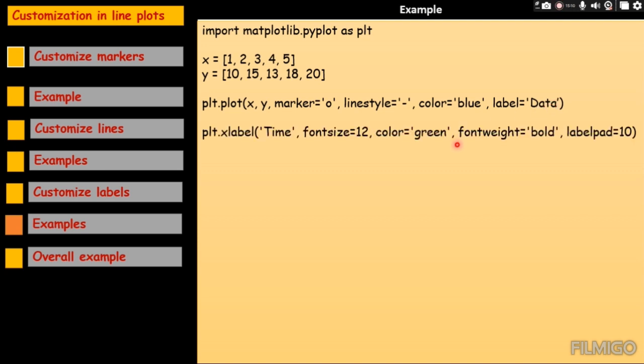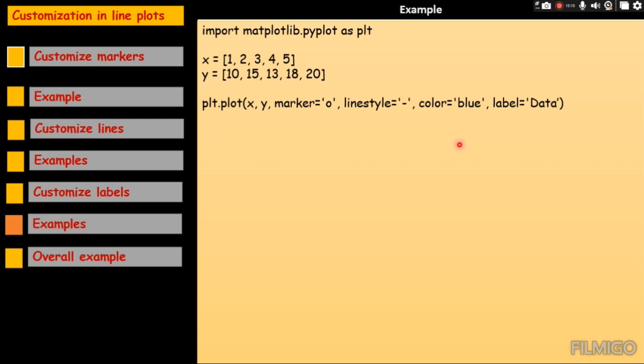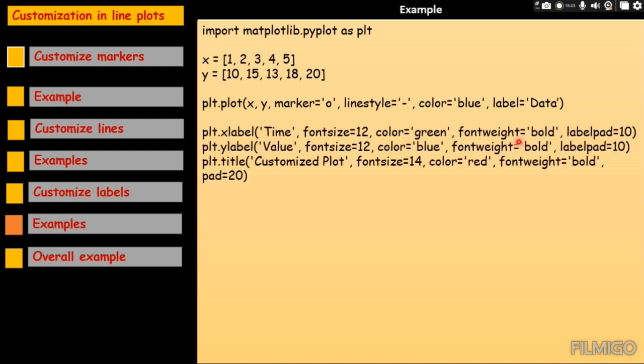Customize labels and title: plt.xlabel('time'), plt.ylabel('value'), plt.title('customized plot'). Customize label and title styles: plt.xlabel('time', fontsize=12, color='green', fontweight='bold', labelpad=10). plt.ylabel('value', fontsize=12, color='blue', fontweight='bold', labelpad=10). plt.title('customized plot', fontsize=14, color='red', fontweight='bold', pad=20).